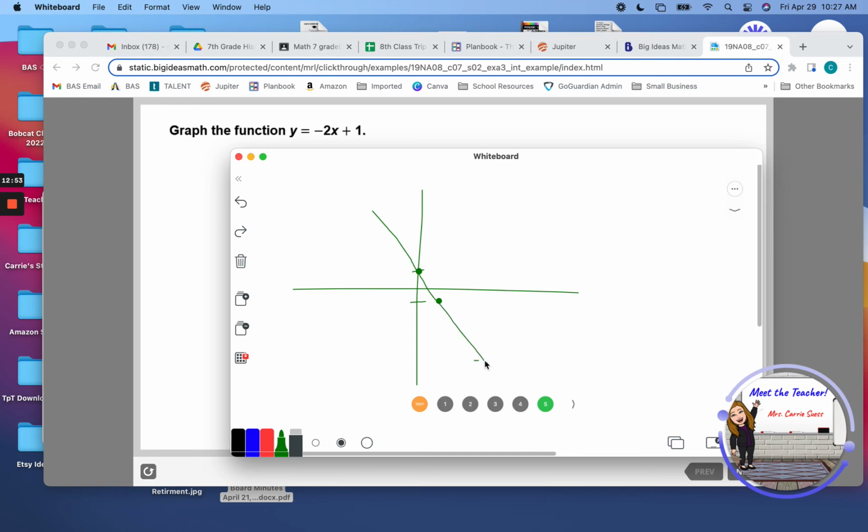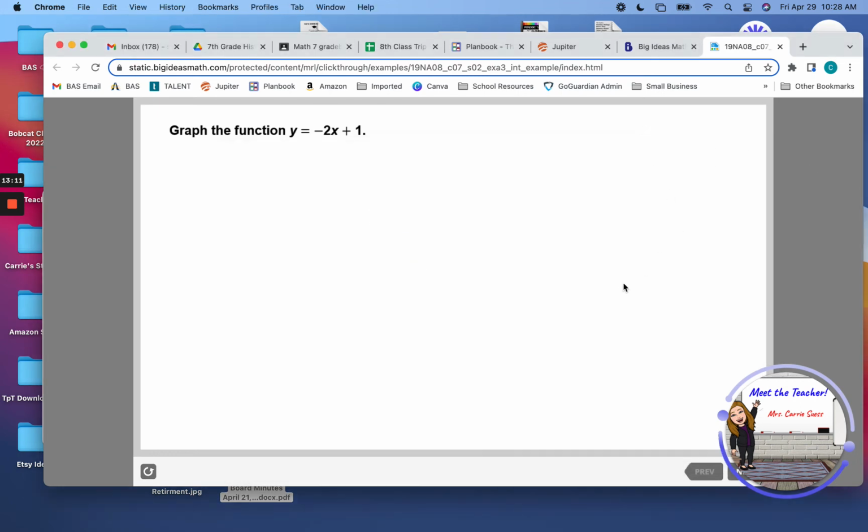Okay, so do you have this graphed now? Yes. That's all it told you to do, right? Graph the function. So solutions to this function would be any point along this line, yes? You understand that? Yes. All right, good. I will click and show you.